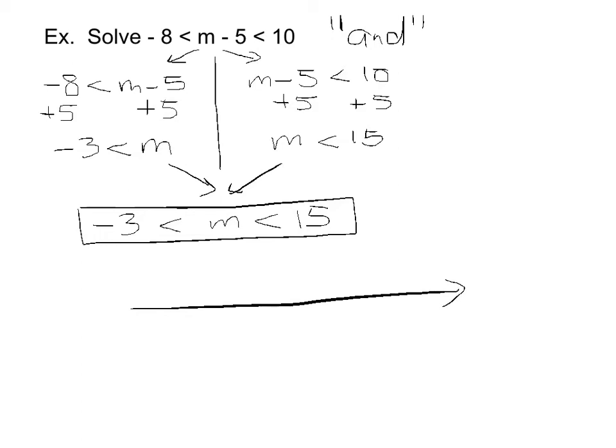So again, remember the "and" inequalities are the ones that overlap. So let's put an open circle over negative 3 and 15, and it's going to be all the numbers in between that are our solutions.